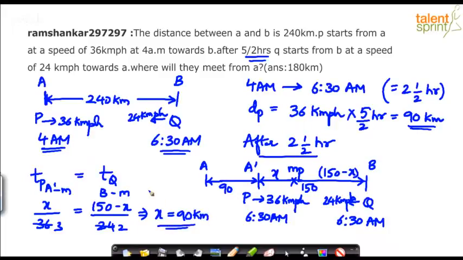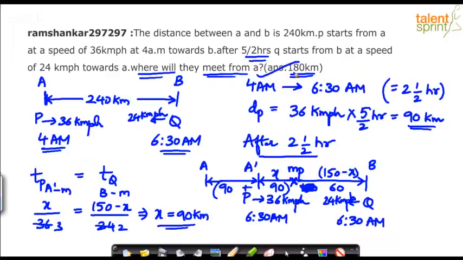Now the question is, at what distance from A? Where will they meet from A? See, X equals 90. So if this is 90, I am striking it off. How much will this be? 150 minus 90, 60. So at what distance from A are they meeting? This is the meeting point. At what distance from A? 180 kilometers. See, this 90 plus 90. Right? So your answer for this question has to be 180 kilometers.